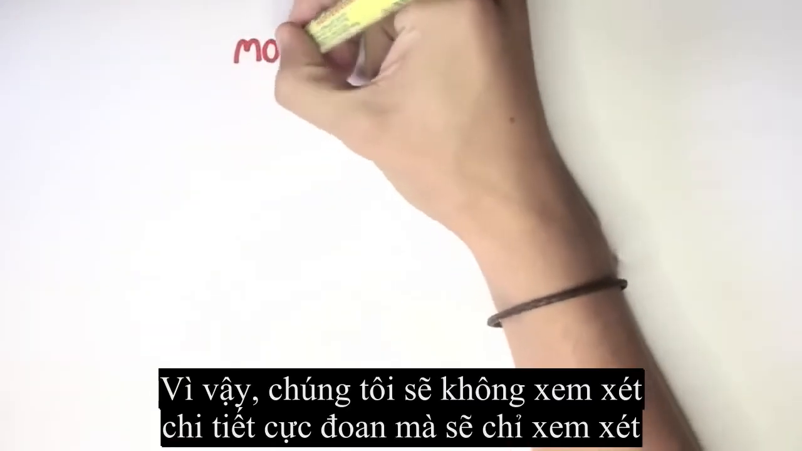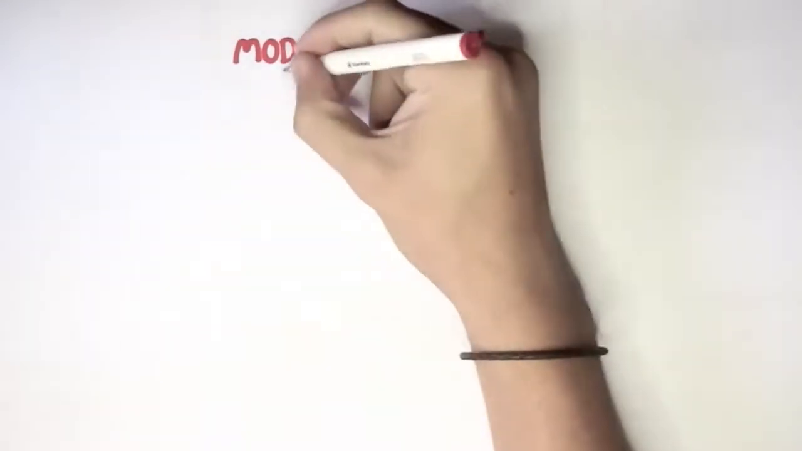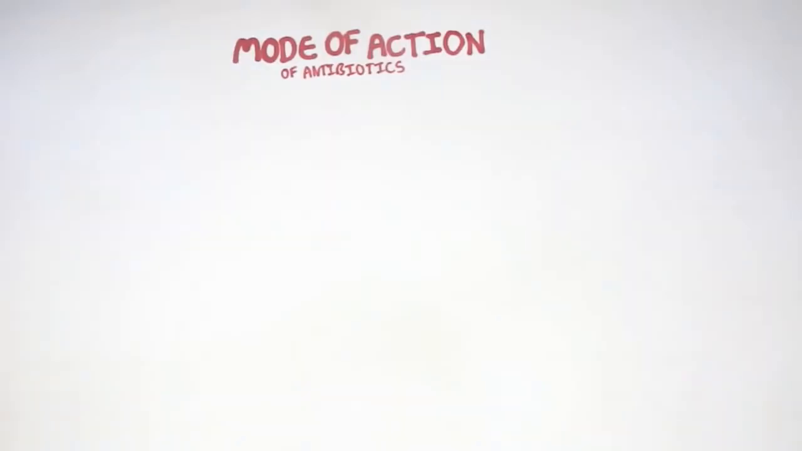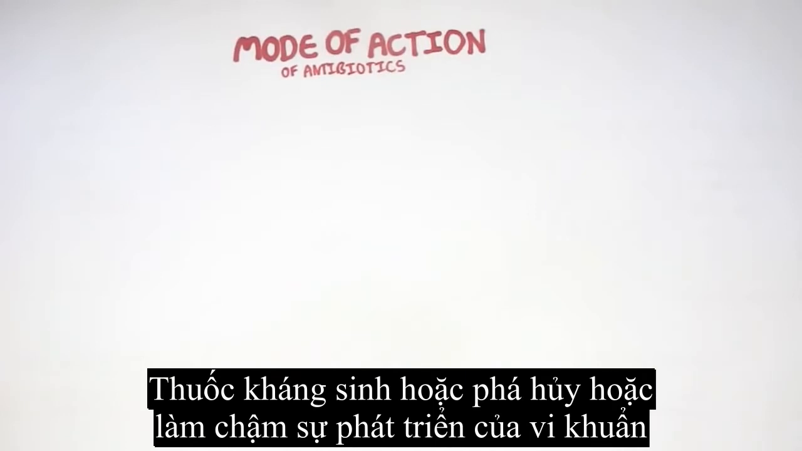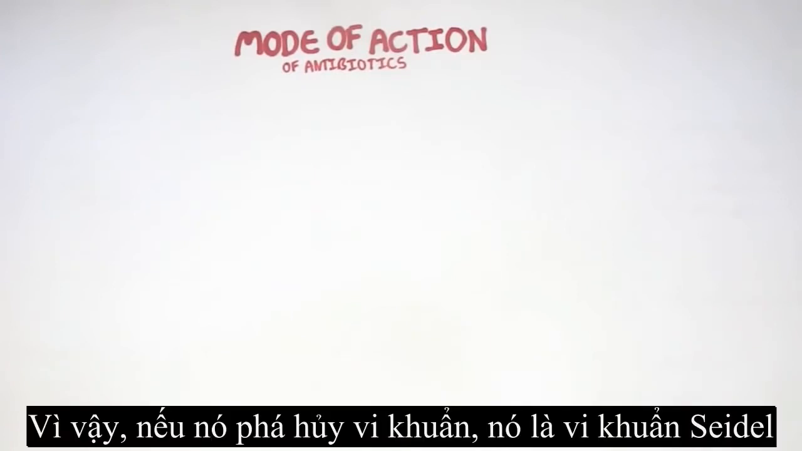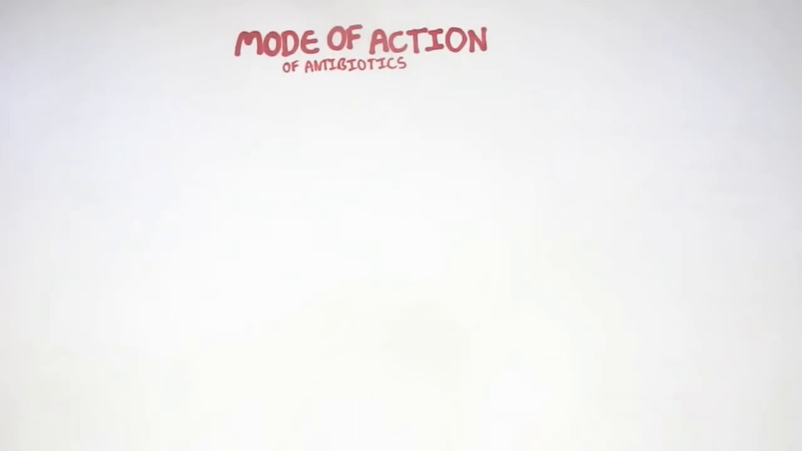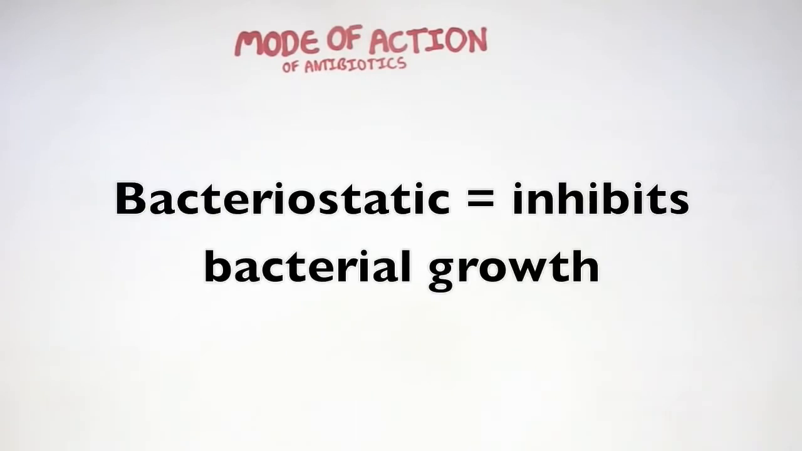In this video, we're going to talk about the mode of action of antibiotics. So we're not going to look into extreme detail, but we'll just look at the overview in a way. So mode of action of antibiotics. Now we have to know that antibiotics either destroy or slow down the growth of bacteria. So therefore, if it destroys a bacteria, it is bactericidal. If it slows down the growth of bacteria, it's bacteriostatic.